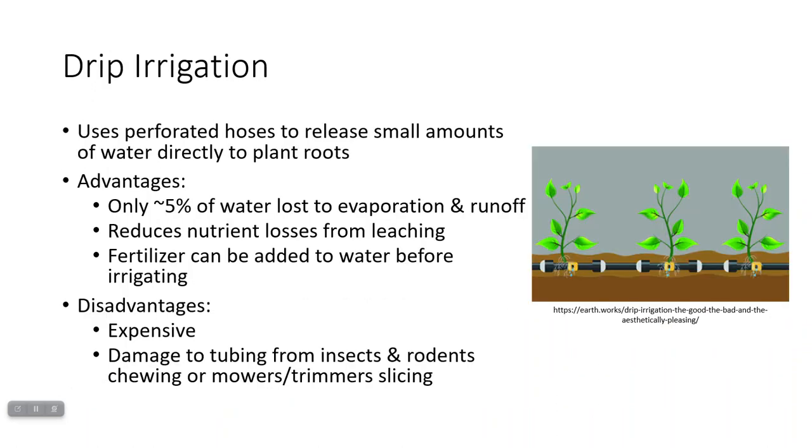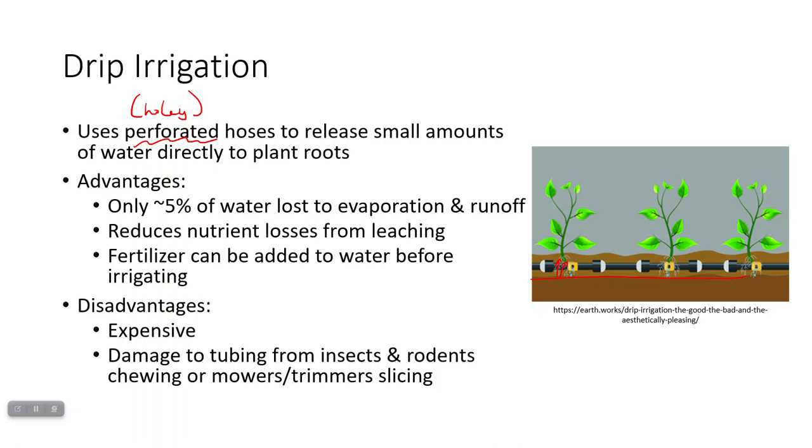The most efficient type of irrigation is drip irrigation. It uses perforated hoses, meaning it's got holes in it, to release small amounts of water directly on the plant roots. So here you have an image of drip irrigation. You have to have tubes set up, and then you have holes in the tubes, and that is what allows water to come out. Usually this is fairly low to the ground. That way you don't lose a lot of water to evaporation. So this is the most eco-friendly, water-conservative method of watering your plants. You only lose about 5% of your water to evaporation and runoff.